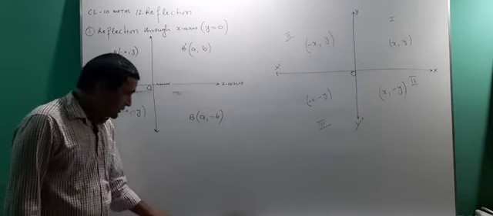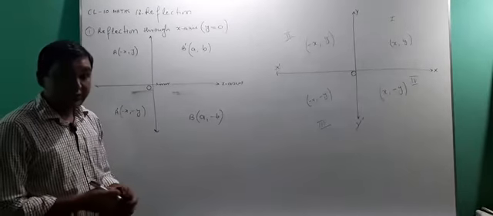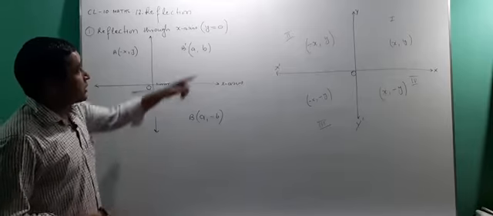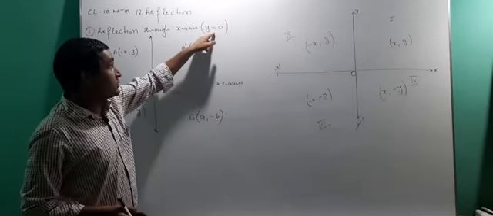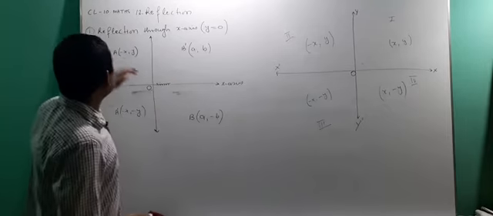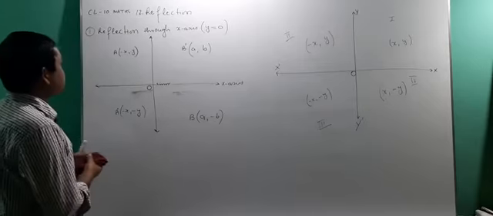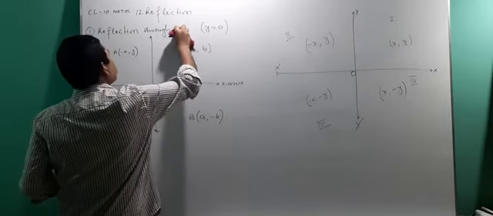Now, next. I think you got the idea how to get the coordinate of the image when it is reflected through the x-axis, or y equals 0. This is a very important point. Y equals 0 means the x-axis. Now reflection through the x-axis we learned. Next, reflection through the y-axis.